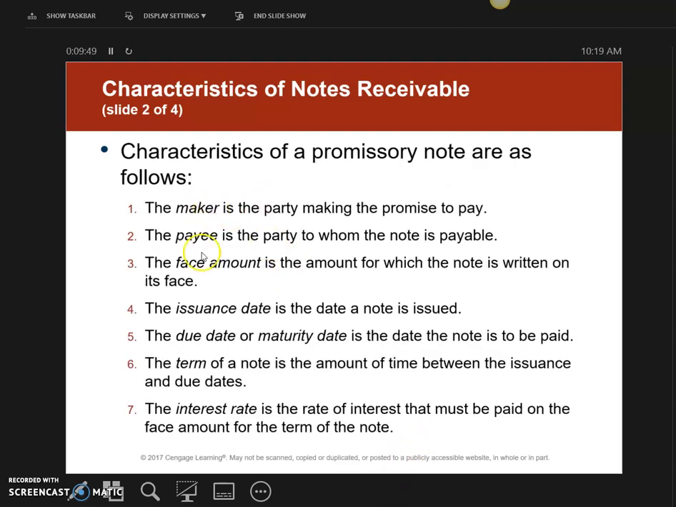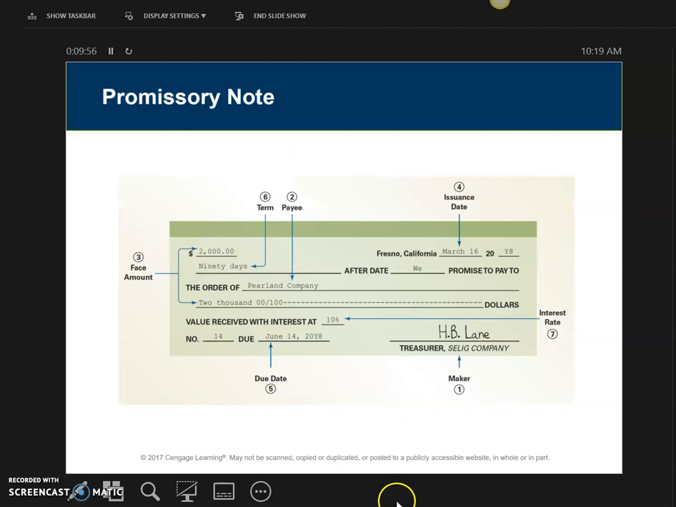Since I don't actually test on terminology, you just need to understand what all this means. Here's an example of a note. This is a note written by Selig Company. They're the maker. They signed it on March 16th. They promised to pay this company $2,000. So $2,000 is the face amount or the principal, in 90 days from March 16th, at an annual interest rate of 10%.